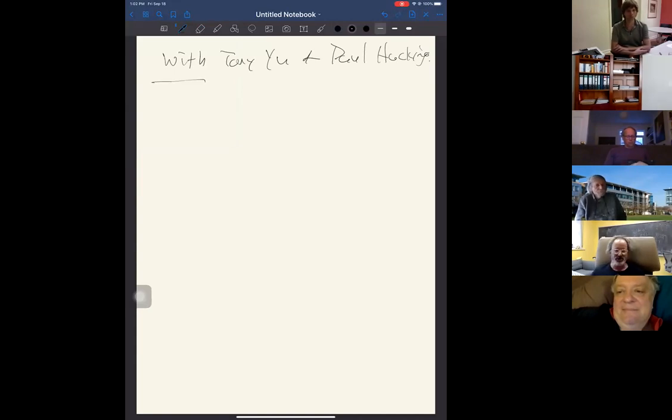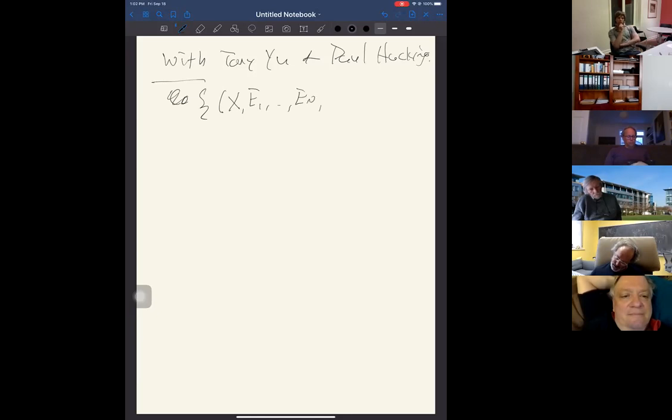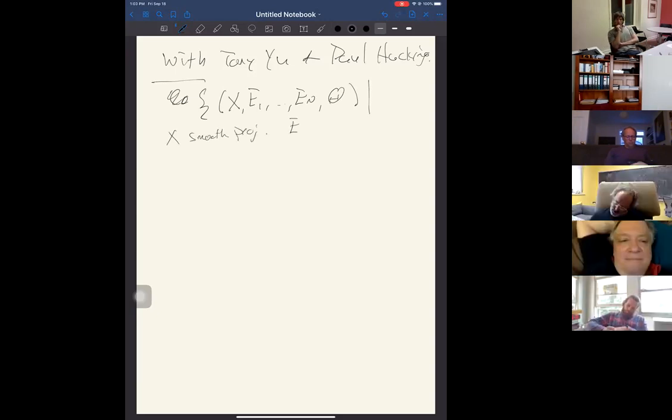So let me start with something that is not about mirror symmetry or anything. It's just a cool conjecture. Let's think about the following moduli space. It's going to be tuples, let me put them down here, X, E1 through En, and theta. What are these things? X is a smooth projective variety. All these E's are smooth divisors on X.